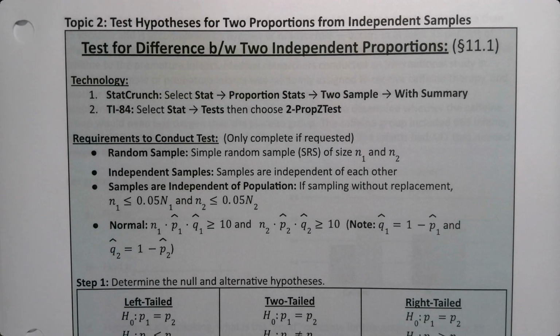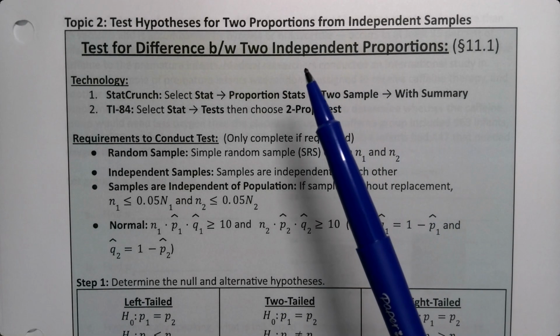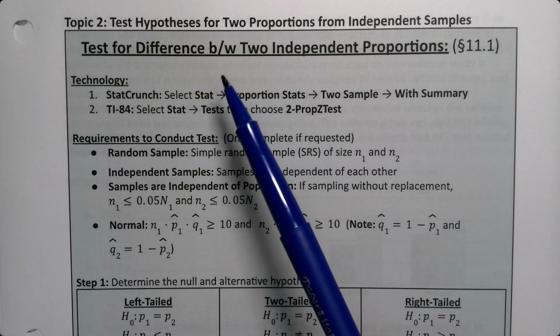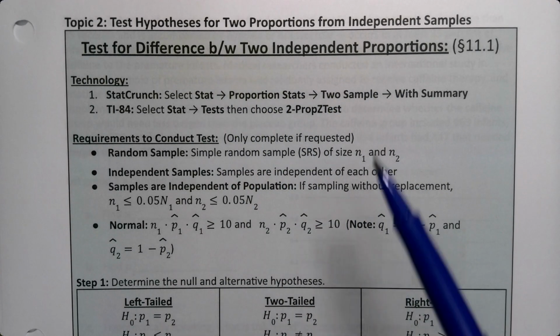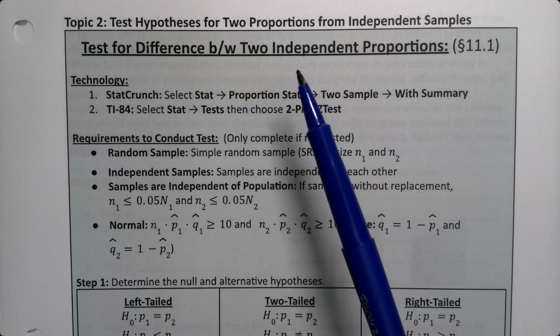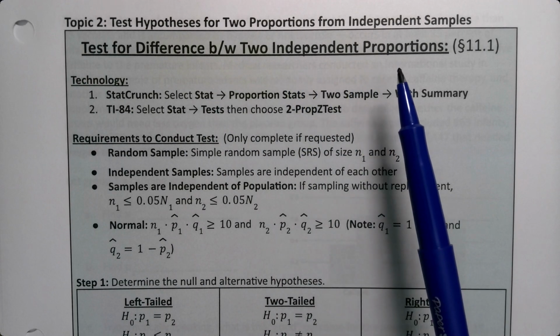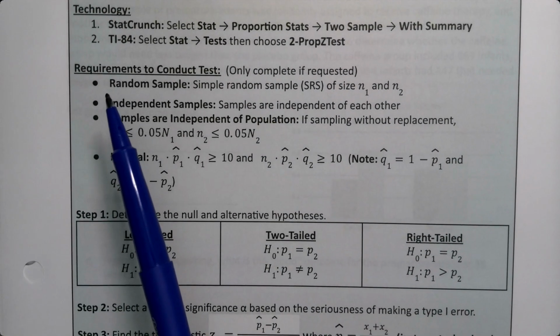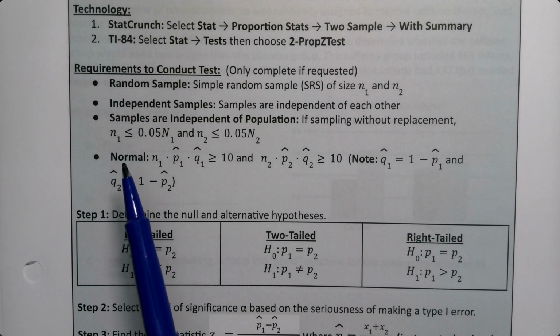We're going to begin our exploration of comparing two different proportions with hypothesis testing. So this is the instructional page for testing the difference between two independent proportions. Now, when we look at the requirements down here, we can see that there's a little bit different.